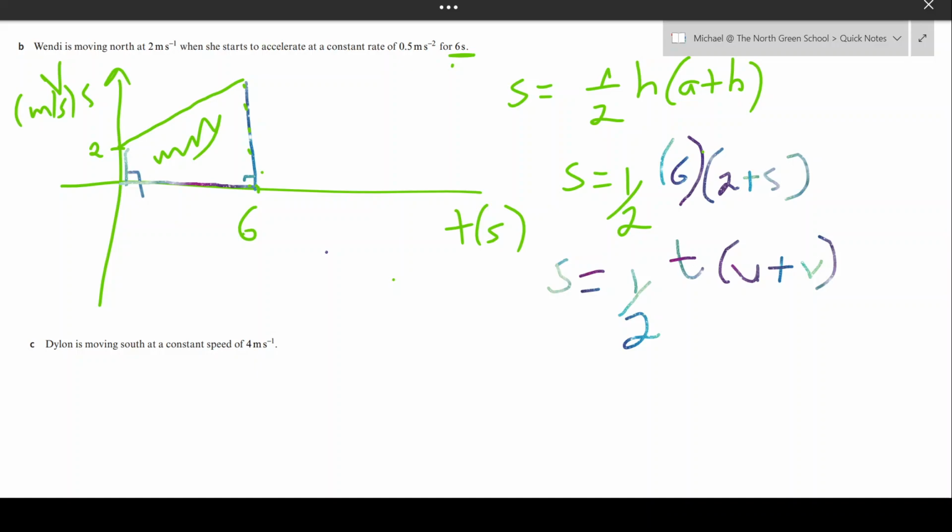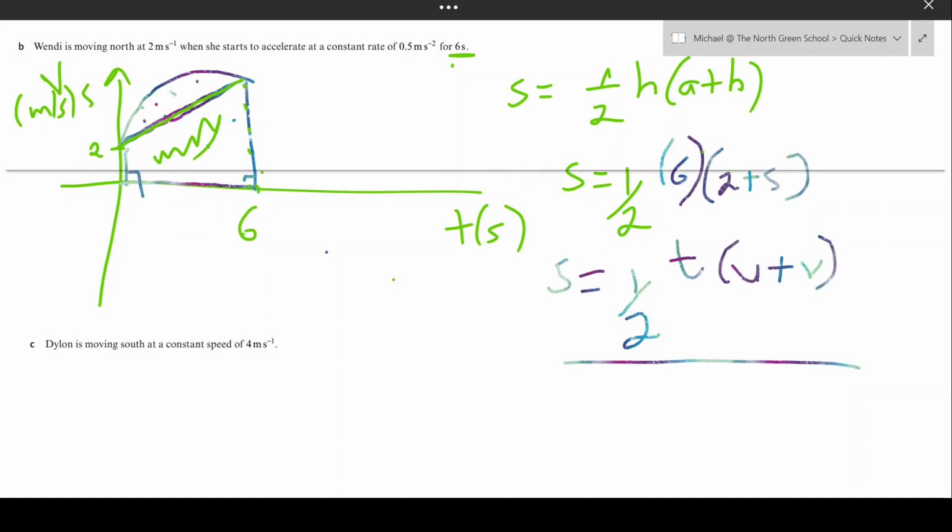But remember, this equation only works for constant acceleration. That's why you see we have constant acceleration here. That's how we have the straight line, because there's a constant gradient. If there was a curving gradient, that formula would not be able to find the area underneath this graph. We would have to integrate to find the area underneath it. So that's an important point to remember.